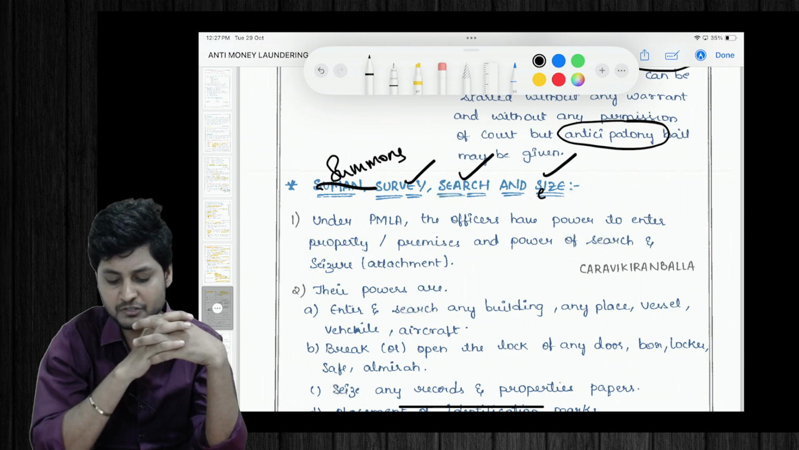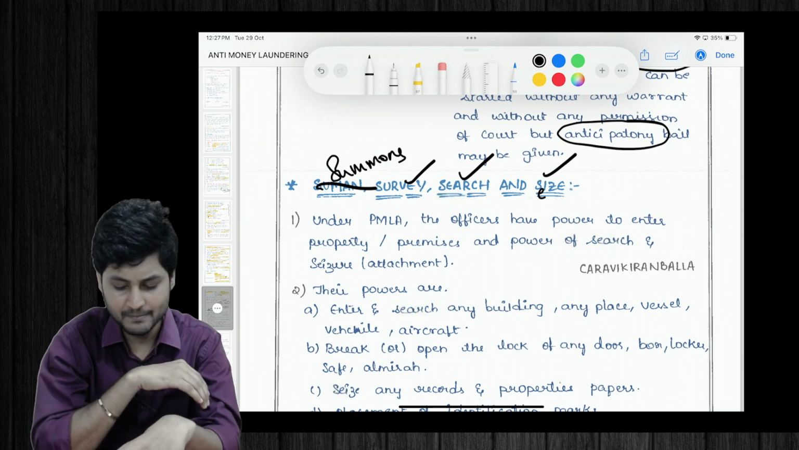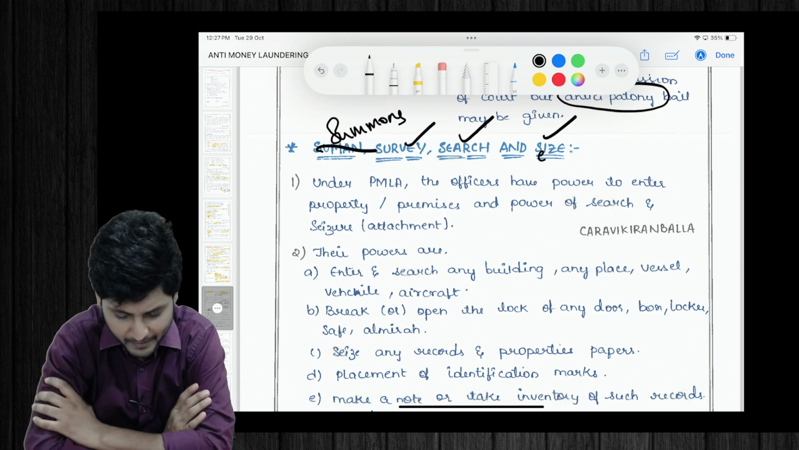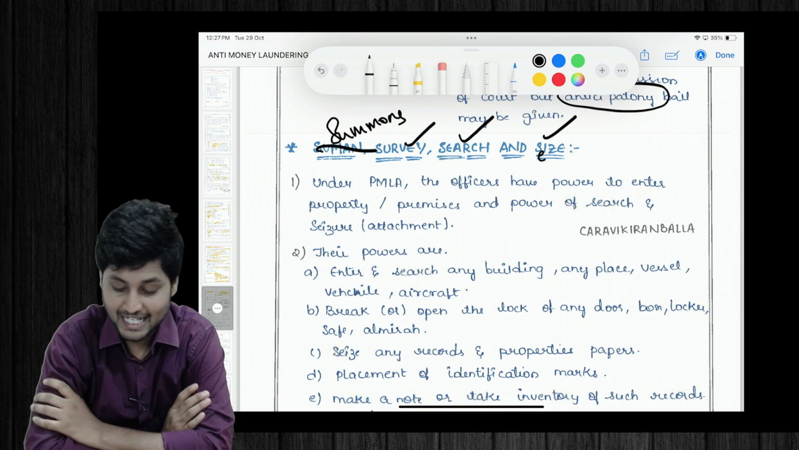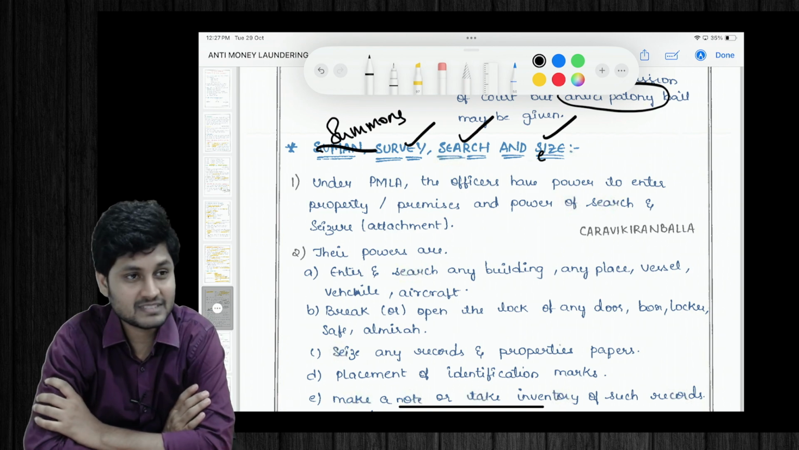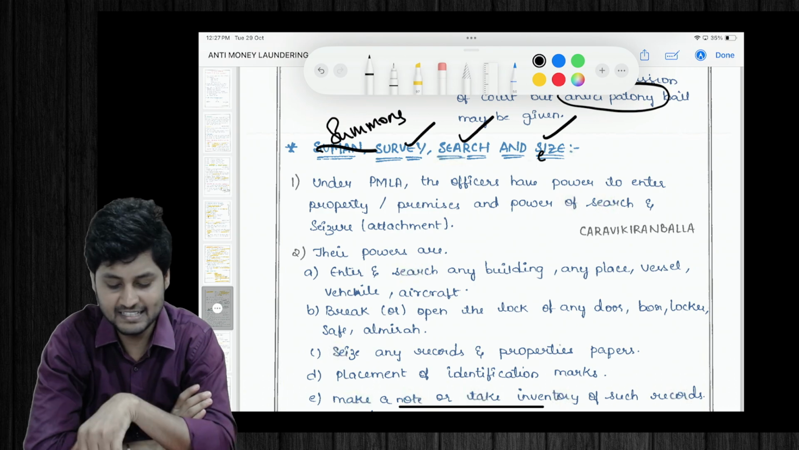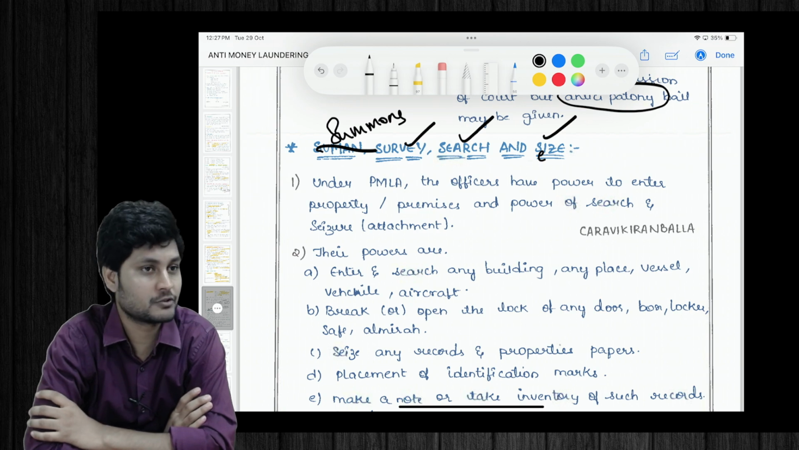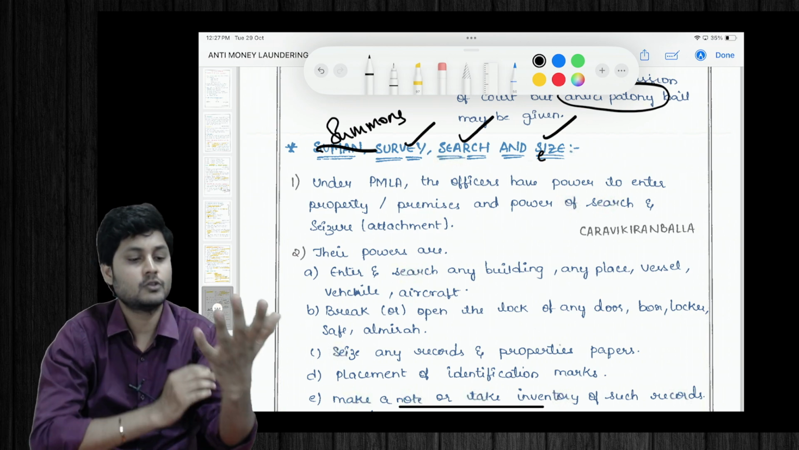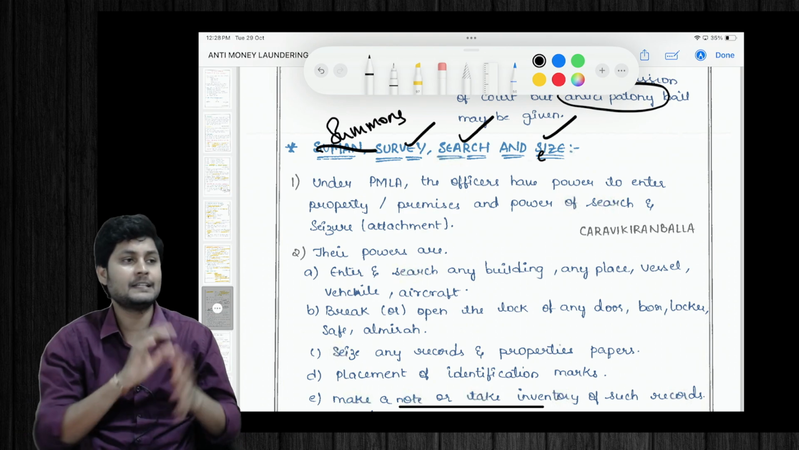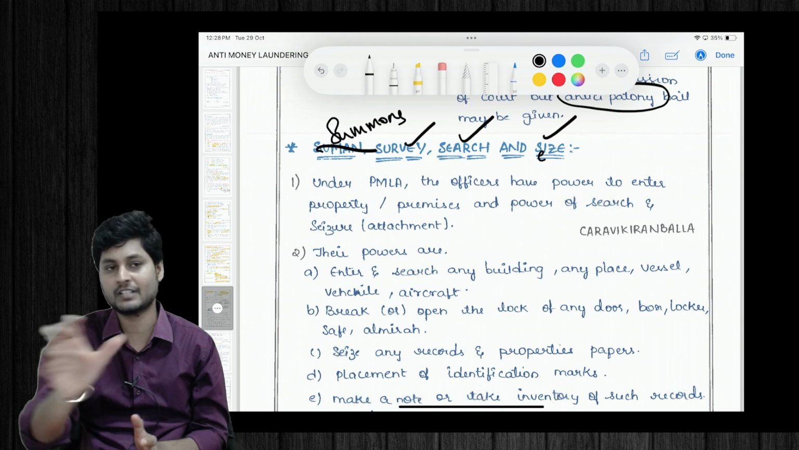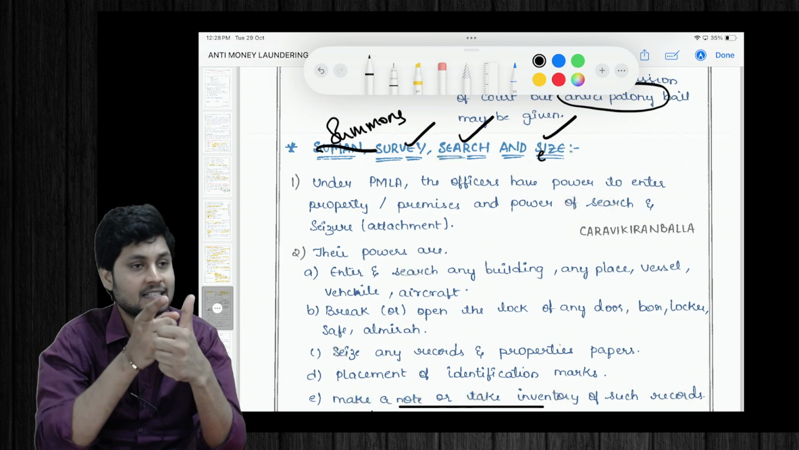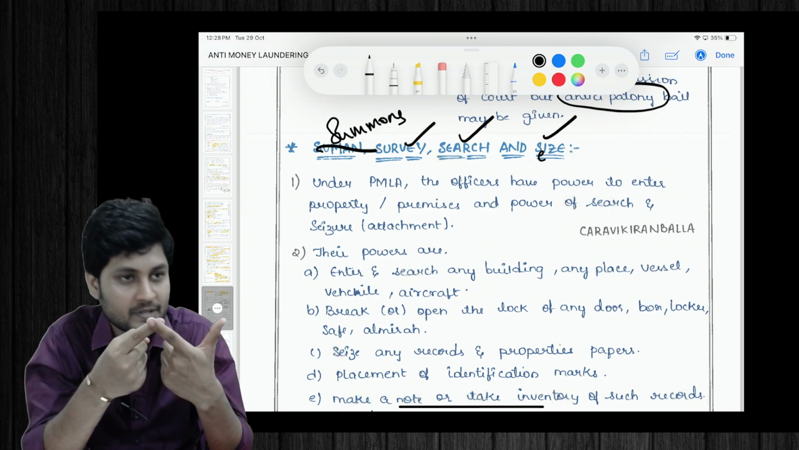So summons, survey, search, seize. Under PMLA the officers have the power to enter property, premises, and the power of search and seizure. They call seizure attachment, restricting the other person from going. So under PMLA, if there is any property which is purchased from the proceeds of the crime, then the department may come, search the property and seize the property.